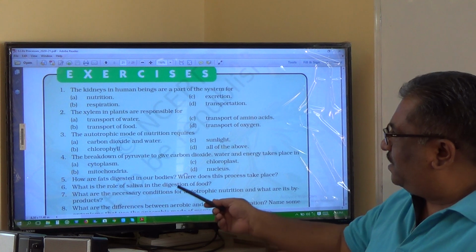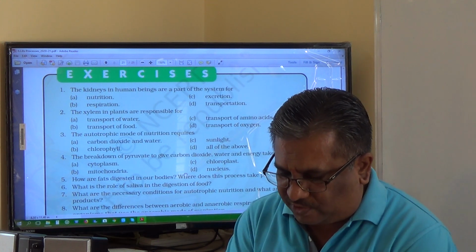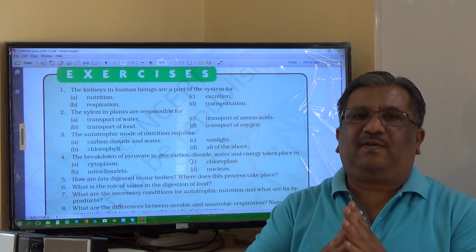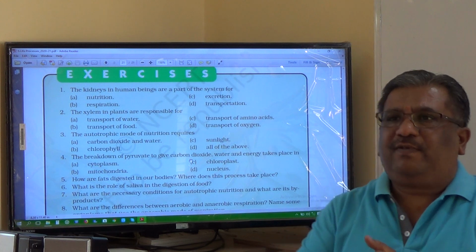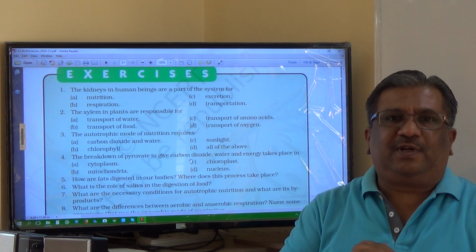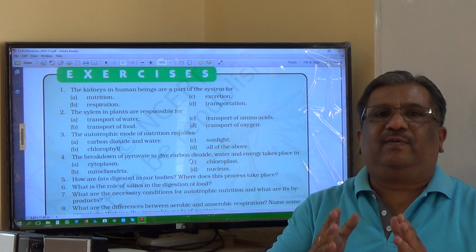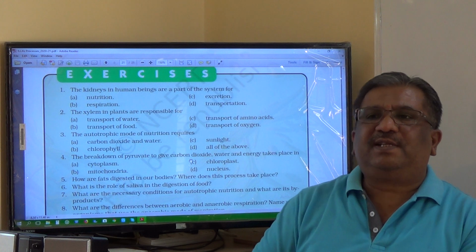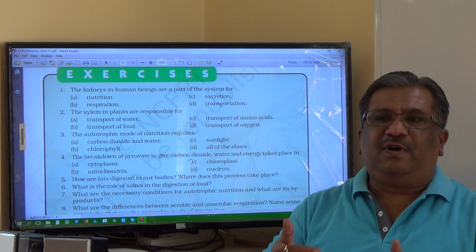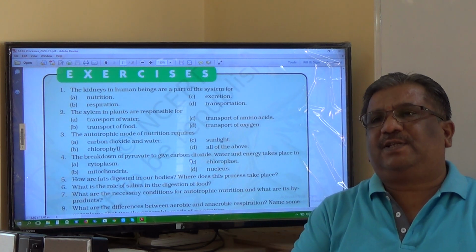How are fats digested in our bodies? Where does this process take place? See, in order to answer this question, you have to explain the digestion of fats in two processes. First, in duodenum, due to secretion of bile juice, the bile salts present in the bile juice would be able to carry out the emulsification process. What is emulsification process? Conversion of bigger fat globules into smaller globules, isn't it?